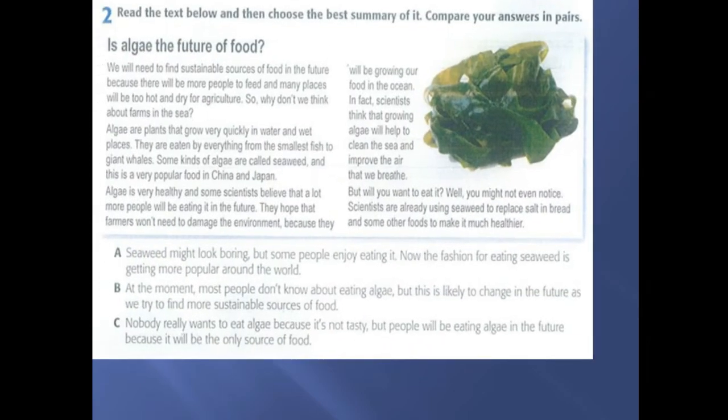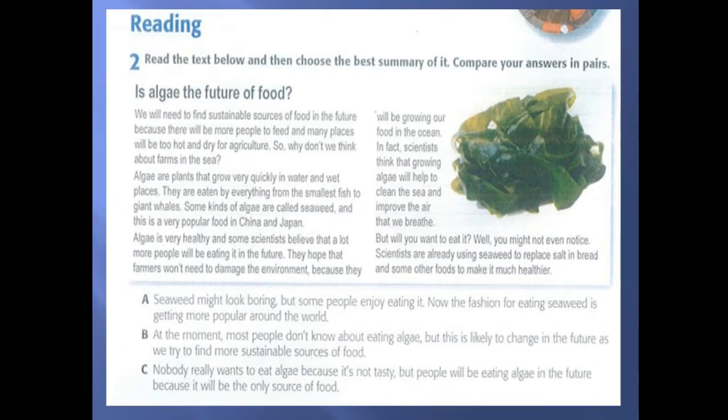Unit 3, Lesson 3 is reading. The reading in brief. We are in dire need of finding sustainable sources of food in the future. That will be due to the increased number of the world's population and the decrease of the amount of farmland. We have to modify the traditional methods of agriculture.